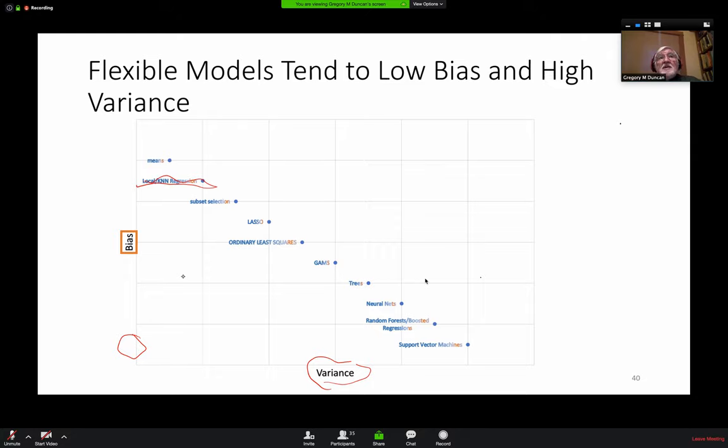So this model will be relatively flexible, have a low bias. It will turn out to be fairly interpretable, but they tend to have huge variances for reasons that you will see.